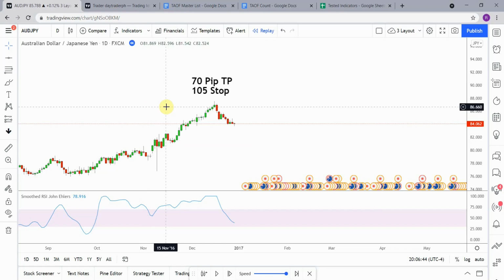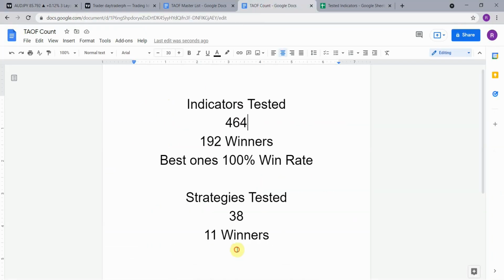Alright, as I said, today we will be testing the smoothed RSI. Before we do though, I wanted to put the testing scoreboard up for everyone to see. So to date, we have tested a total of 38 different strategies, with 11 of them being winners. We have also tested a total of 462 indicators, with 192 of them being winners. The best ones so far were able to achieve a 100% win rate.